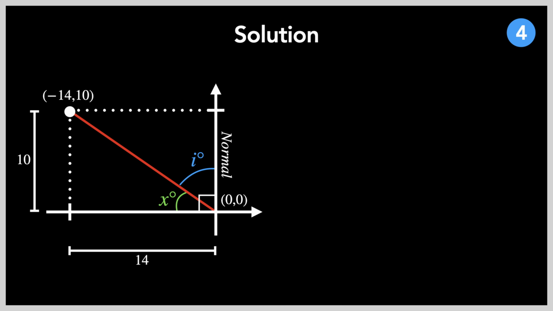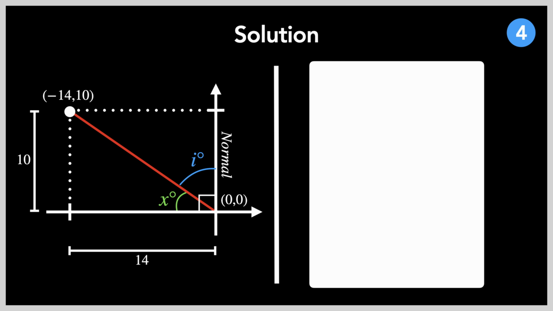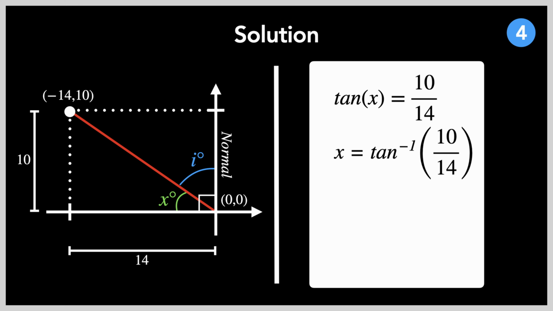We know that the laser beam originates from point -14, 10, and reflects at the origin, with its normal line being x equals 0. This can form a right-angled triangle with adjacent and opposite sides with lengths 14 and 10 respectively, both relative to angle x in green. We know that the tangent of angle x is equal to 10/14. We can rearrange this for x to be equal to the arctangent of 10/14. This gets us a value of x as 35.54.